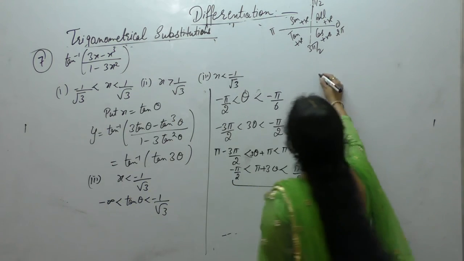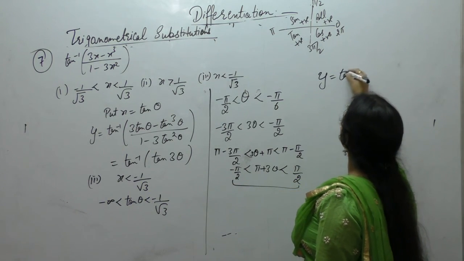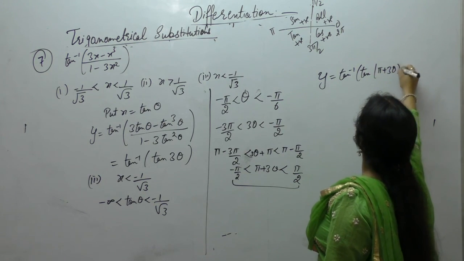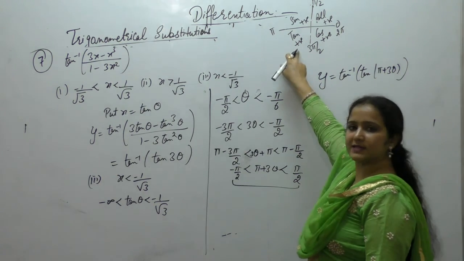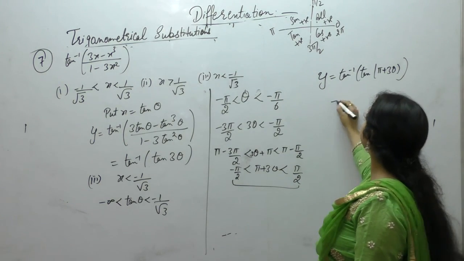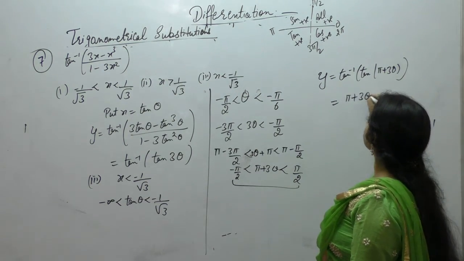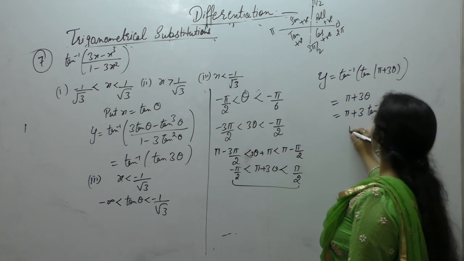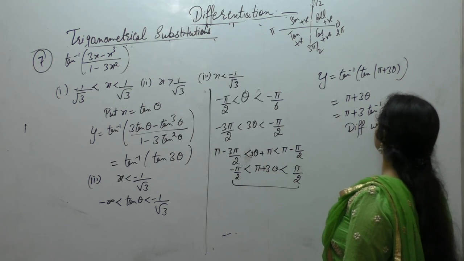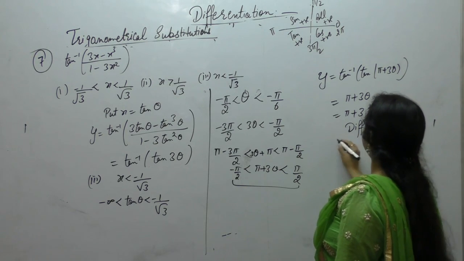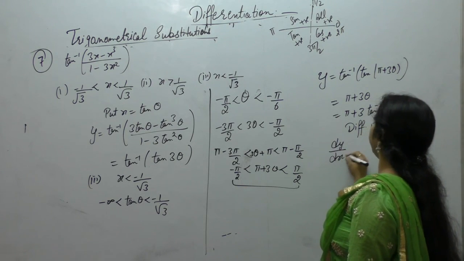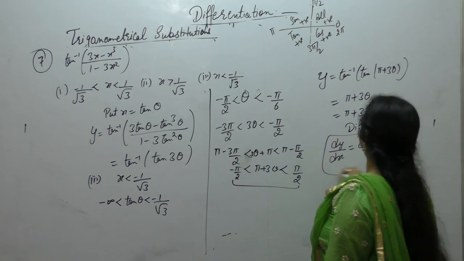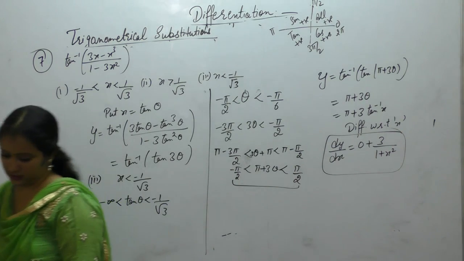So we can write y as tan inverse tan of 3 theta, instead of 3 theta it is pi plus 3 theta, and in pi plus, tan is positive. So pi plus 3 theta, and theta is tan inverse of x. Now differentiate with respect to x. Dy upon dx, derivative of pi is 0, tan inverse x is 1 upon 1 plus x square. Note it down.